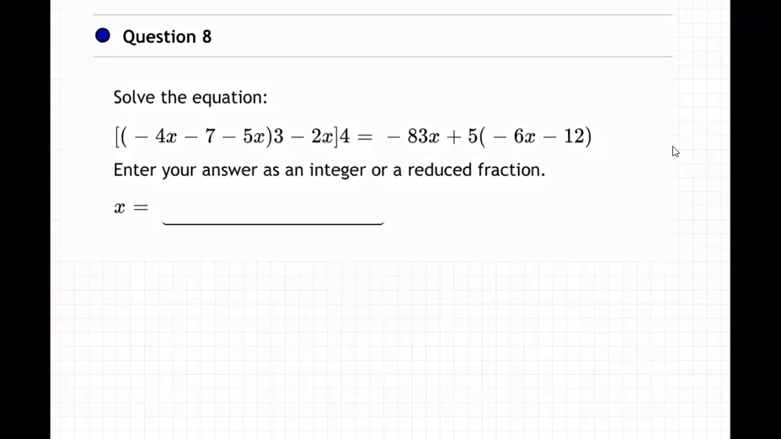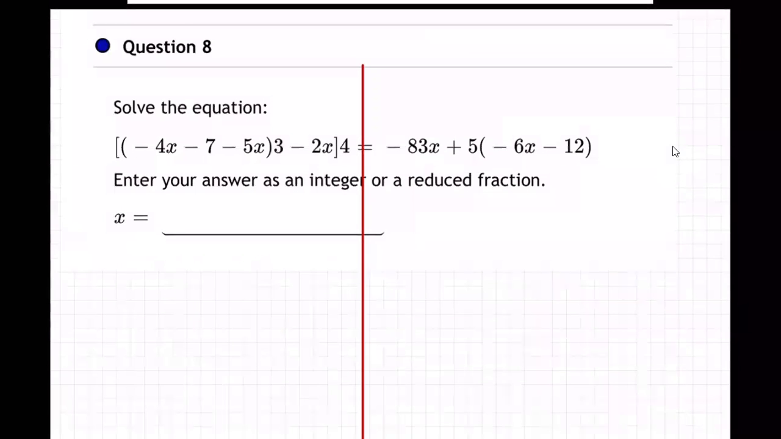Okay, so let me put in the wall of separation here. So we have a really challenging problem. It looks like. Okay, so yeah, this is definitely a messy one.